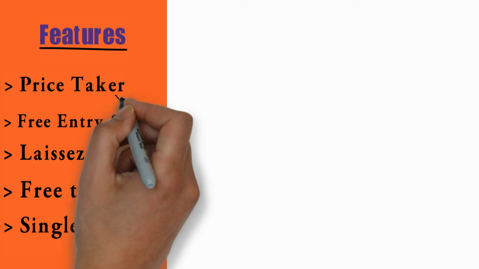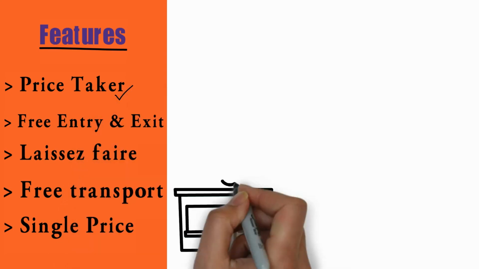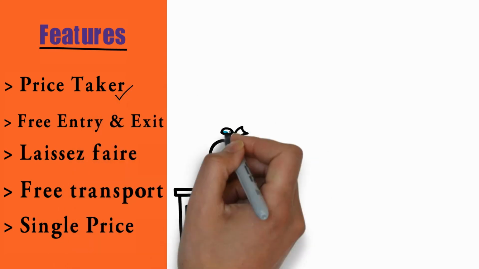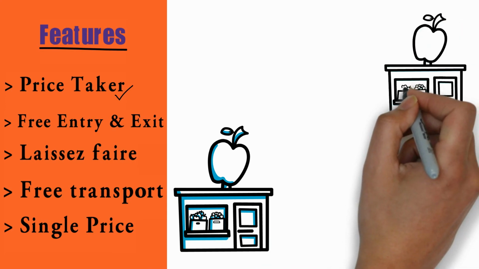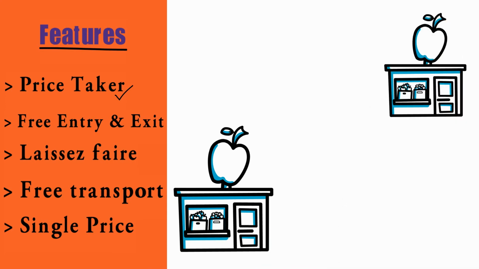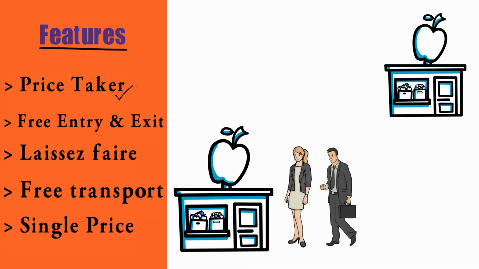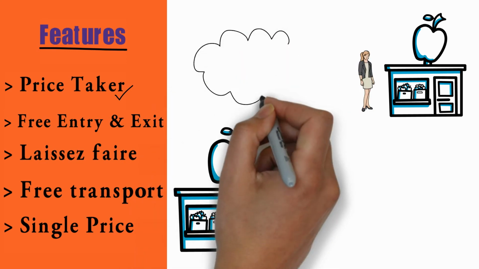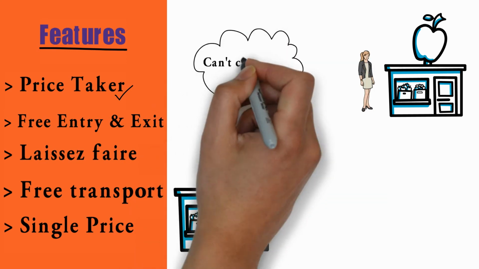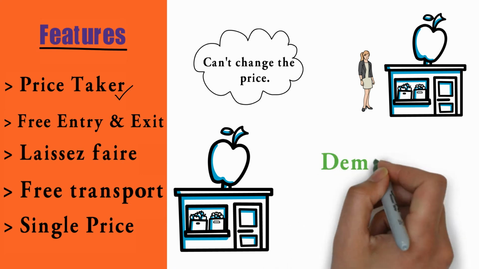The first feature states that all the firms in perfect competition are price takers. This is because all the firms are selling an identical product. If any firm increases its price, people will purchase the good from another firm. Hence, no firm is allowed to set the price. The price is set by the market demand and supply.